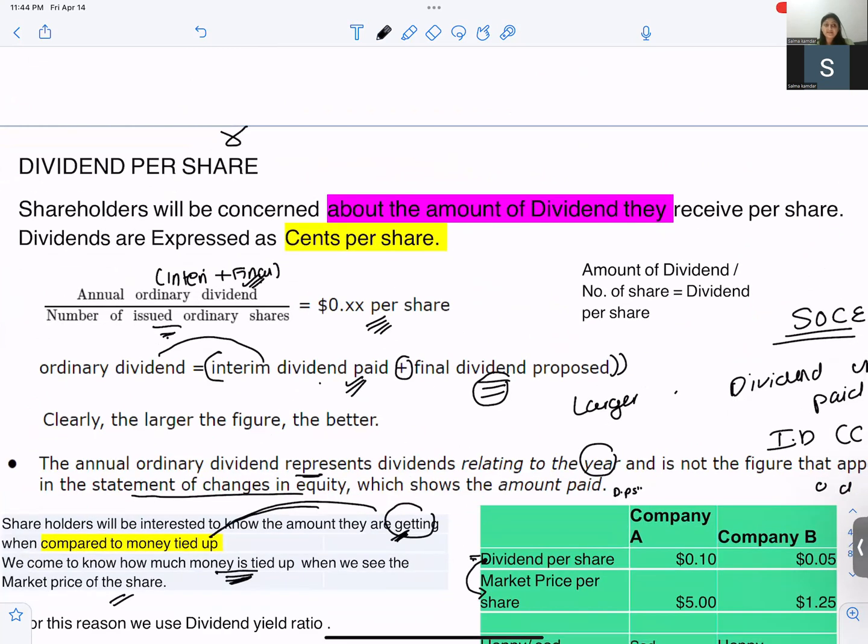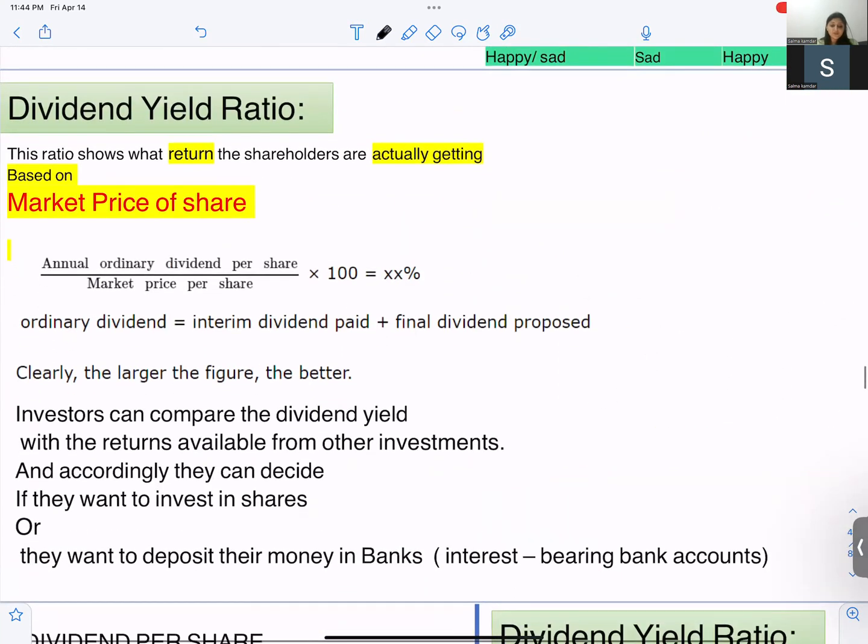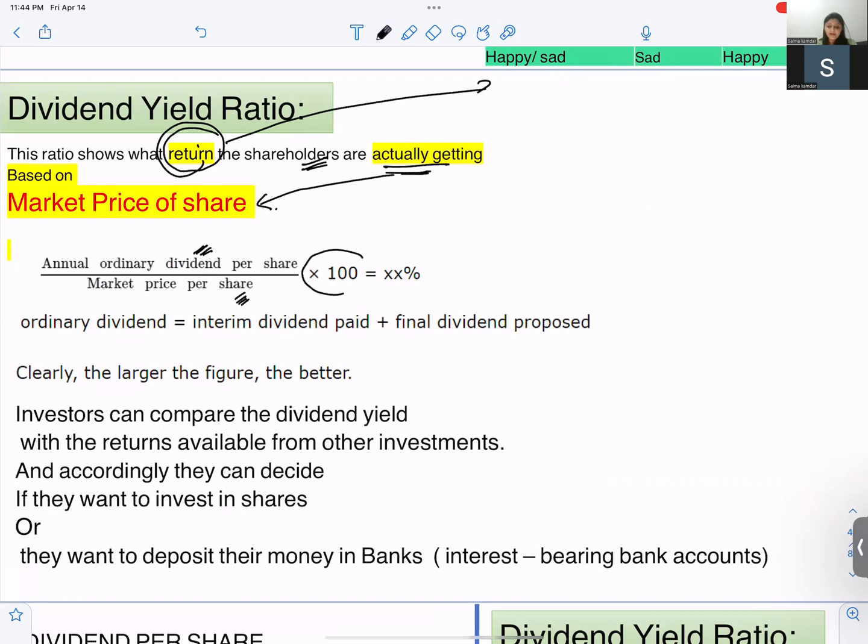So what does my dividend yield ratio tell me? My dividend yield ratio will tell me the return that my shareholders are actually getting when it is compared to the market price of the share. So how do you get the dividend yield ratio? Annual ordinary dividend divided by the market price of the share into 100.